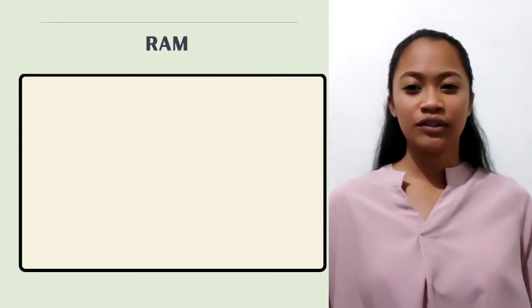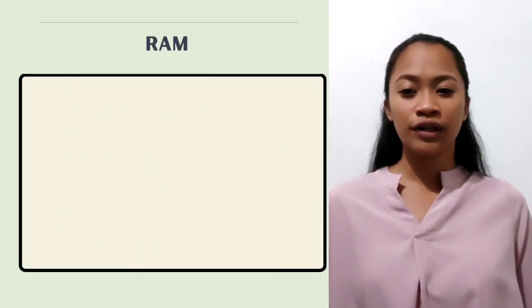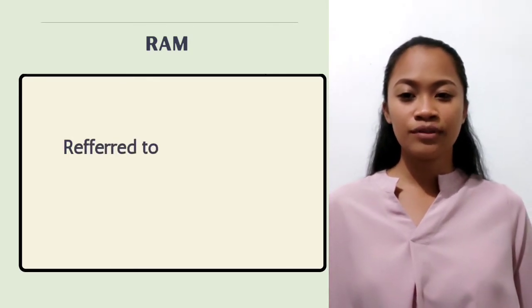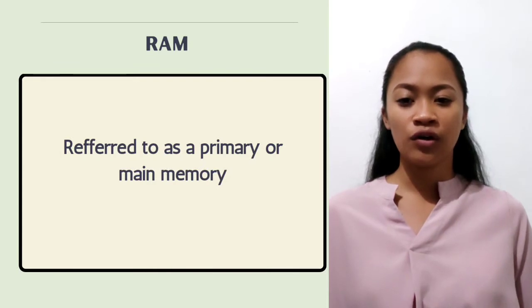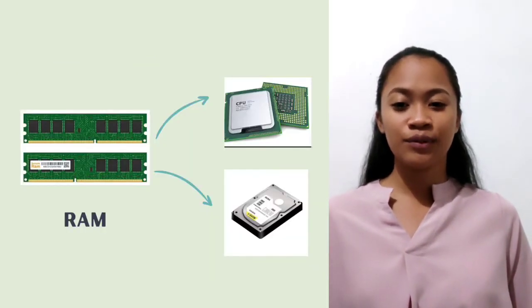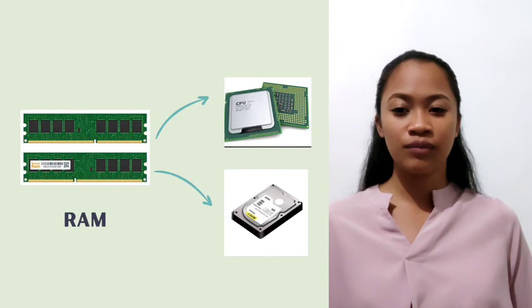The memory unit consists of the RAM, or random access memory, sometimes referred to as primary or main memory, unlike a hard drive or secondary memory. This memory is fast and directly accessible by the CPU.